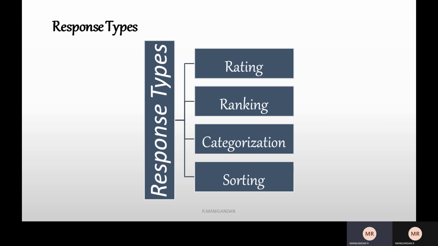Next, sorting method. Sorting is an arranging method: which is the best, the first one, which is the second one, which is the third one. That is called the sorting method. It is called an arranging method. It's in descending order or ascending order.